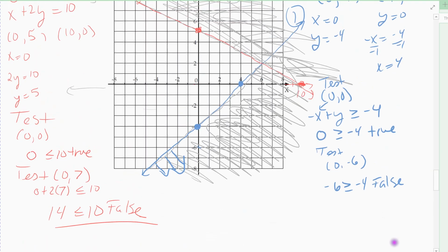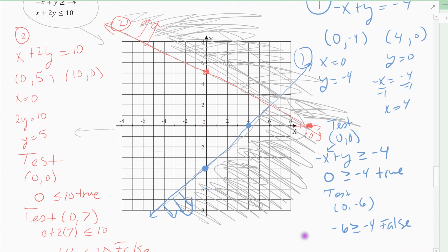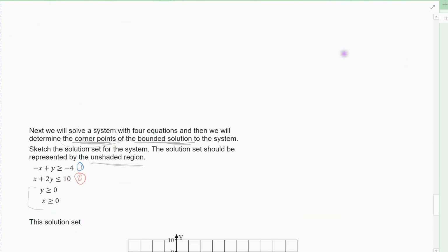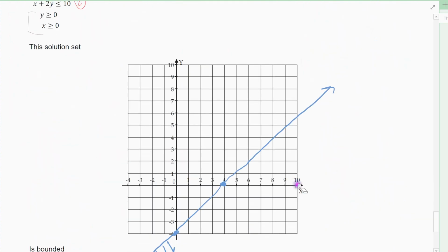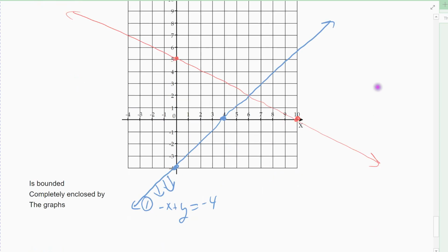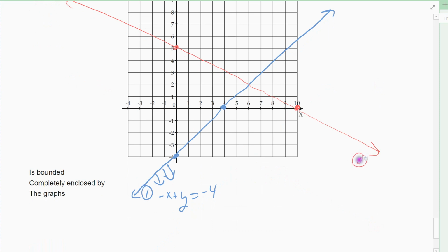believe I did give myself a bigger graph on this one. I gave a smaller one on the other one. 0, 5, and 10, 0. So 10, 0 puts me here. 0, 5 puts me there. Like I said, I cannot draw a straight line to save my life. Okay, so there's my line. There's my second line, which was the x plus 2y equals 10.